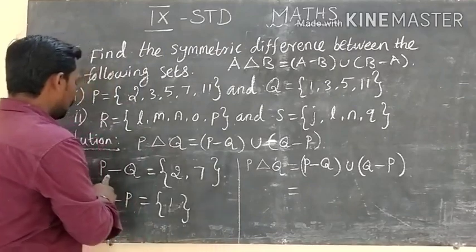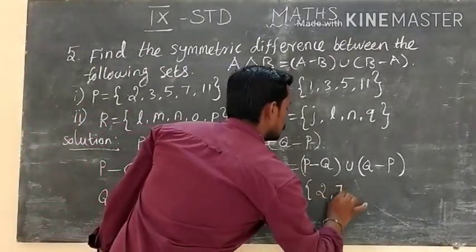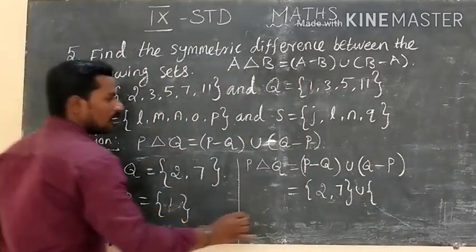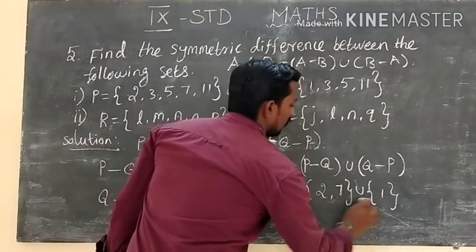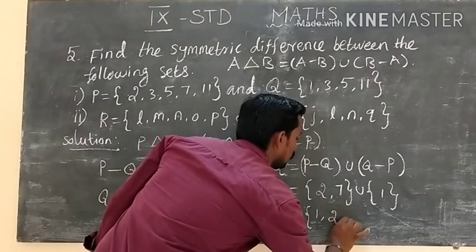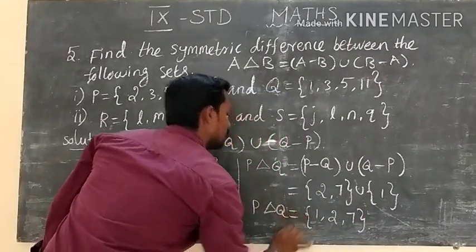Substituting the value: P difference Q is the set {2, 7}, union Q difference P is the singleton set {1}. Then the union of the two sets has all the elements 1, 2, 7. This is the P symmetric difference Q answer.